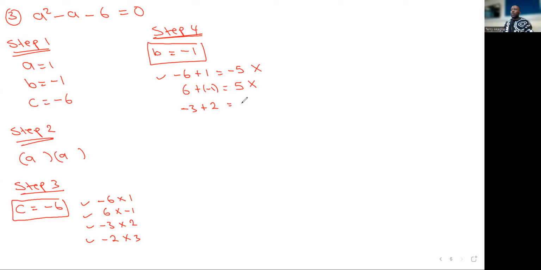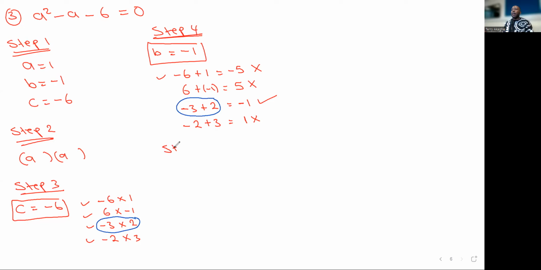Minus 3 plus 2 will give you minus 1. And that is exactly what we're looking for, okay? So just for the fun of it, I'm going to do the last one. So minus 2 plus 3, and that will give us 1. But we're looking for minus 1, and that is also not correct. So that means for this to be correct, the correct product pair is going to be minus 3 and 2. Because minus 3 and 2, when you multiply, is going to give you minus 6. And when you add it, it's going to give you minus 1.